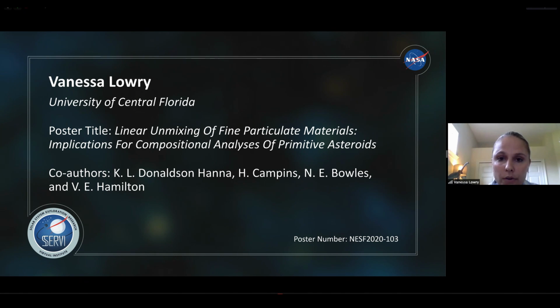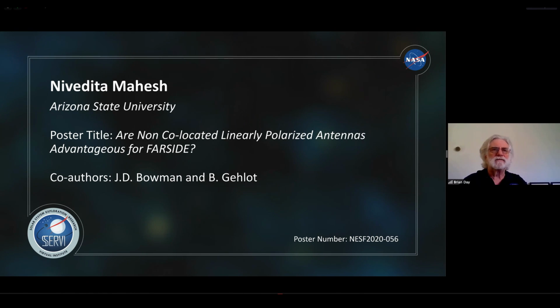I applied this to the OSIRIS-REx blind study data, which are primitive asteroid analogs, mixtures, and real meteorites. And we unmixed with a full spectral library of fine particulates in a full and limited spectral data range. Basically, we're trying to show how effective a linear model would be on fine particulates that exhibit nonlinear behavior. So please come visit my poster tomorrow, and I look forward to meeting you. Thank you. Next, we have Nivedita Mahesh from Arizona State University.